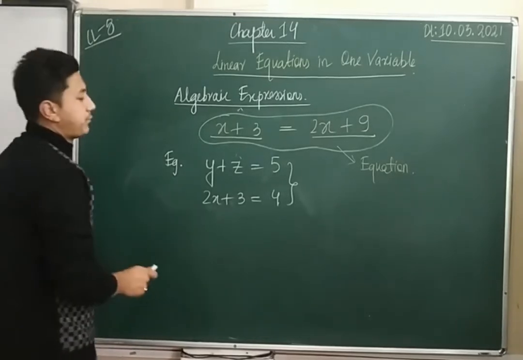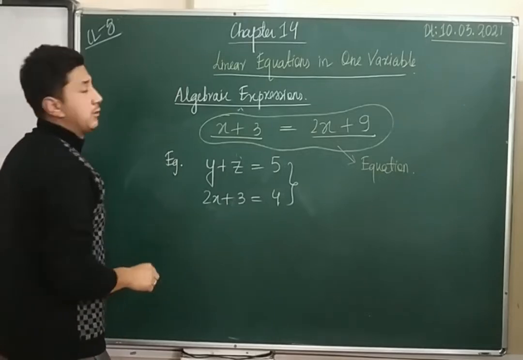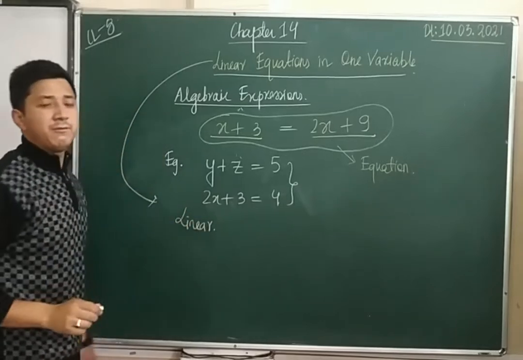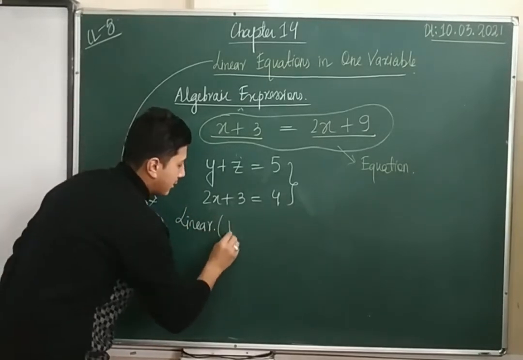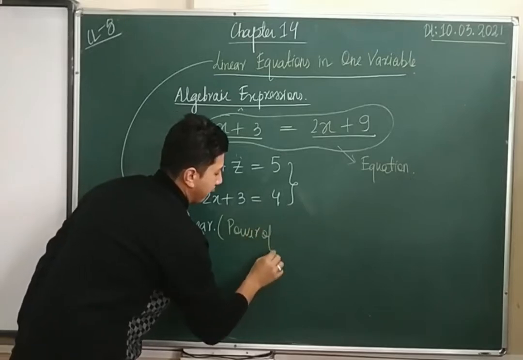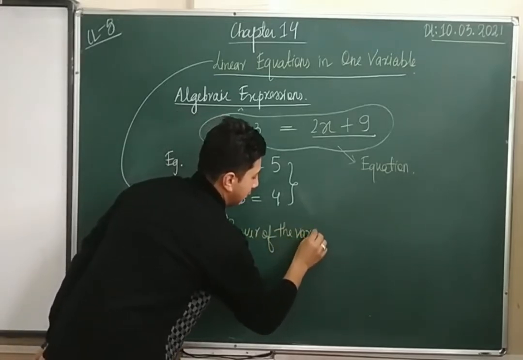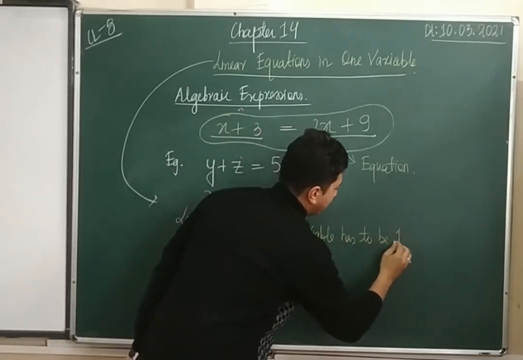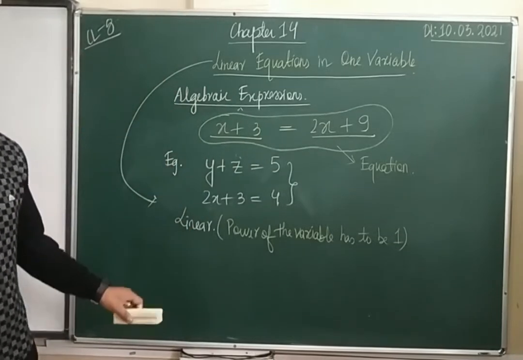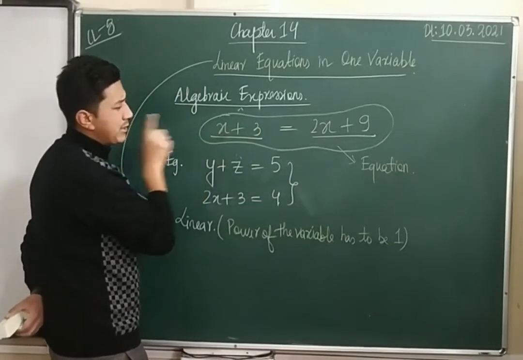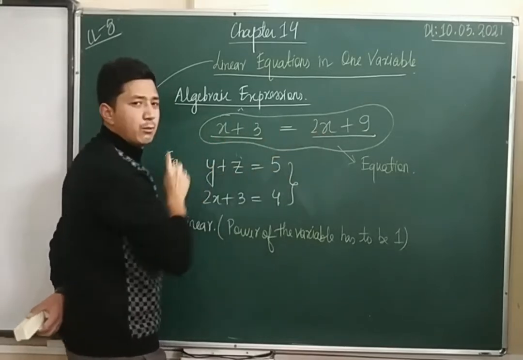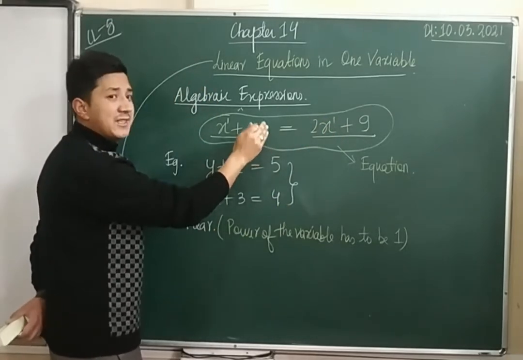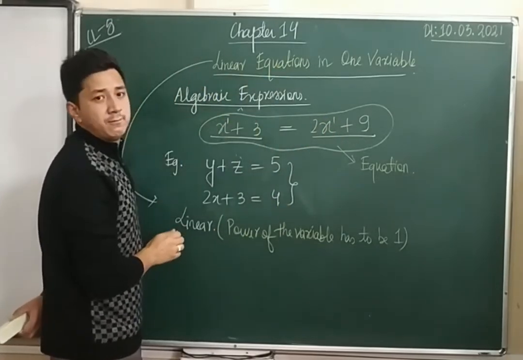Now, what do you mean by linear then? What is the meaning of linear? Linear means the power of the variable has to be exactly 1. The power of whichever variable I am using. Let's come back here. What is the variable I am using? x. What is the power? Can you see the power? Power is 1. This equation is actually called a linear equation.